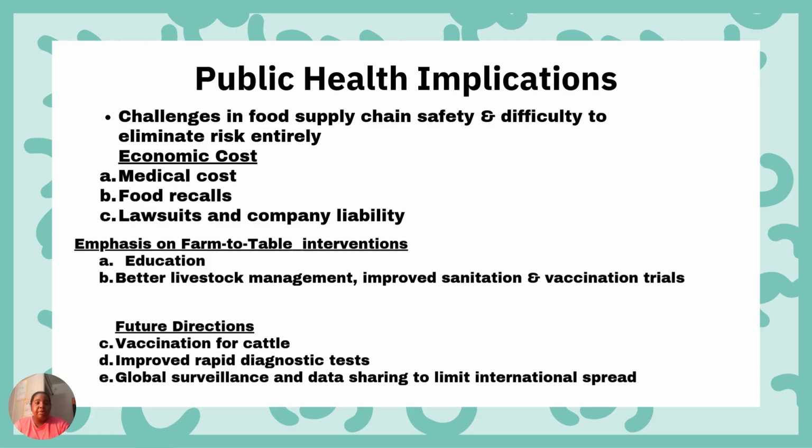So these are some public health implications of this particular pathogen. E. coli holds an economic, social, and global effect. One of the biggest challenges is the complexity of the food supply chain. Contamination can happen at multiple stages, from the farm to the slaughtering to the meat processing, and even through packaging facilities. In addition, contamination can happen during transportation and storage.